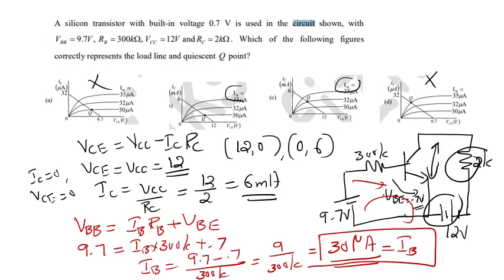The Q point is the intersection between the operating base current and the load line. So this is the Q point. So the correct answer is B. Okay, thank you.